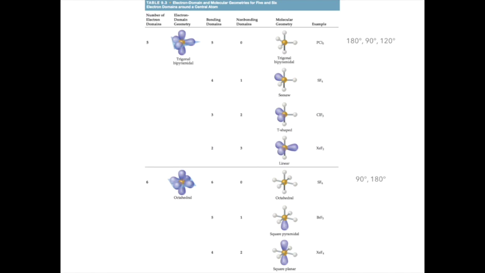So if you have 6 bonding domains and no non-bonding domains, the molecular geometry is octahedral. If you have 5 bonding domains and only 1 non-bonding domain, then it's going to be square pyramidal because it makes a square on the bottom. And then finally, if you have 4 bonding domains and 2 non-bonding domains, then it's going to be square planar.